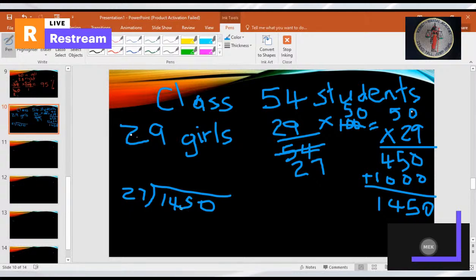Let's see if 5 would take it above. If it does, then we know it will be 4, right? So 5 7s 35. 5 2s. Okay, so it looks like 5 can go. 5 7s 35. 10 and 3.